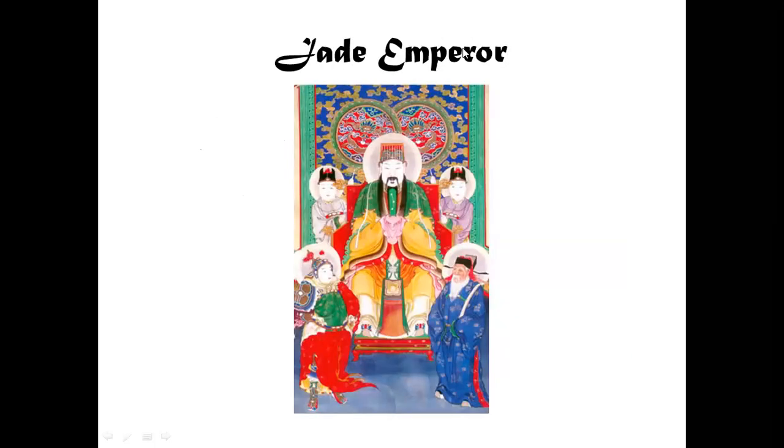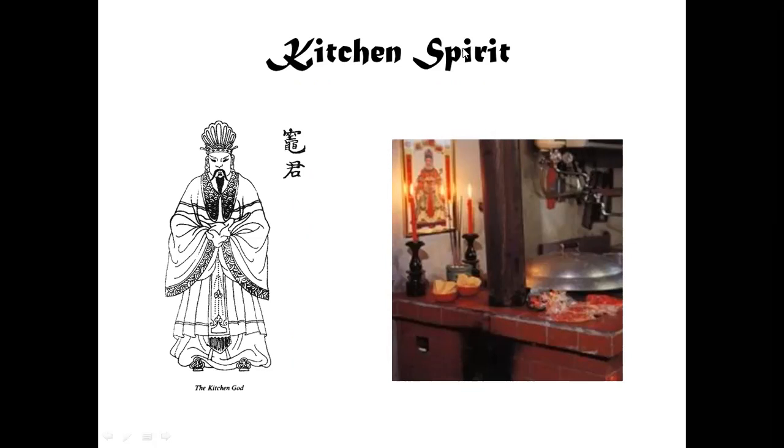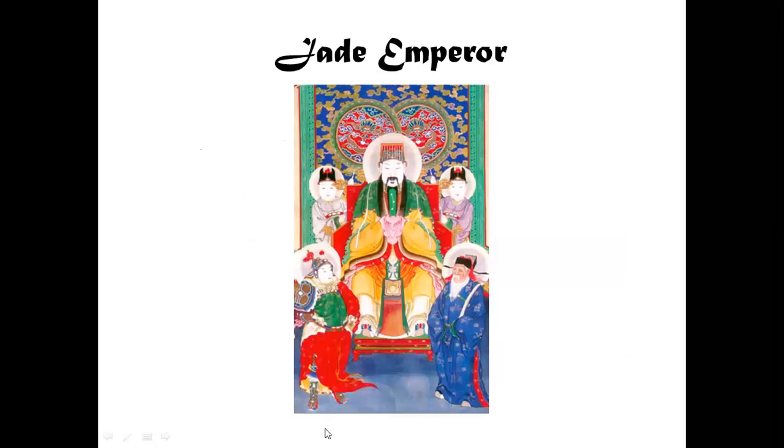And so there's many humorous ruses that you see here. People will put food and really sticky candy as offerings to the kitchen spirit, and it's sort of a joke that he'll eat them and his mouth will be so sticky that he can't tell the Jade Emperor all the bad and naughty stuff that he's done.